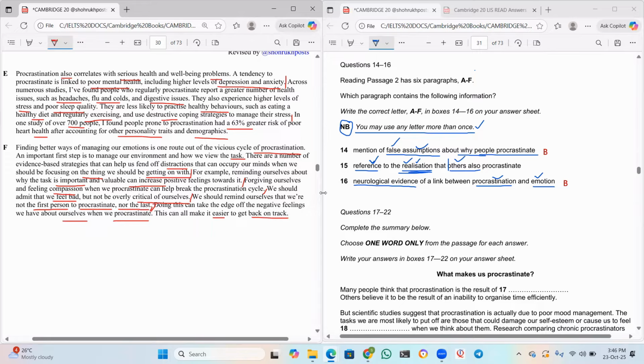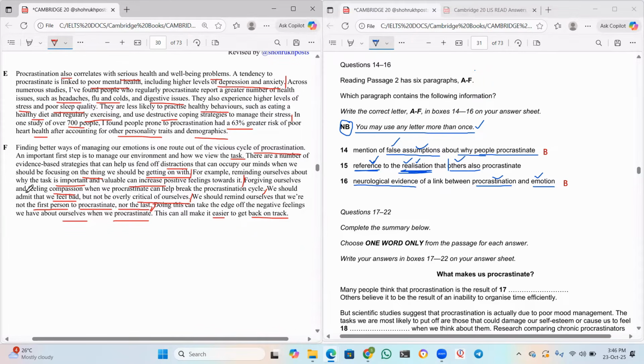Okay, sure. Look at this one, guys. A reference to realization that others also procrastinate. So where is the realization here, sir? In the sentence that I read here, okay, read from here.